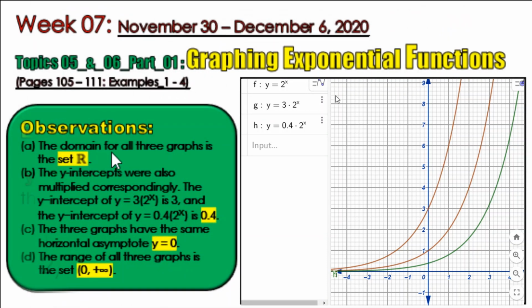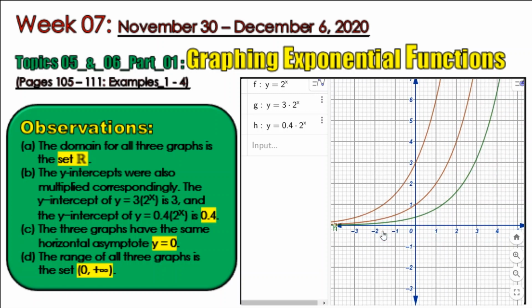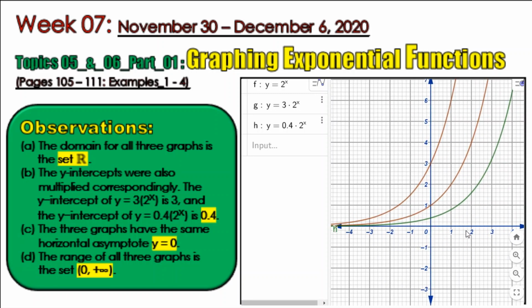The domain of these 3 graphs is a set of real numbers. So for this, for all the values of x, we have the corresponding values of y, or for all the values of y, we have also the corresponding values of x, such that these values of x are elements of real numbers. So it means to say that you can assign any values of x as long as these x are elements of real numbers. Okay, so there is no restriction.